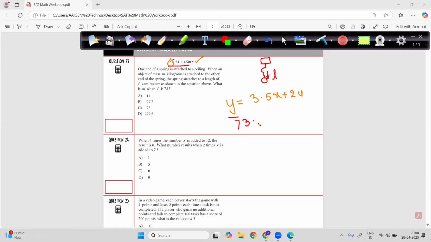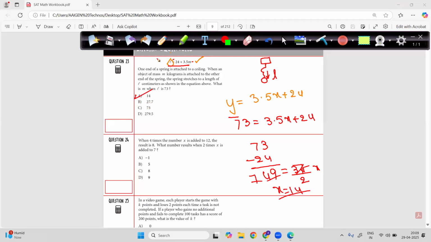So 73 is equal to 3.5X plus 24. 73 minus 24 is 49. So 49 is equal to 3.5X. 3.5 is the same as 7 by 2. 49 divided by 7 goes 7 times, so X is equal to 14. Even without a calculator, you can happily do this.